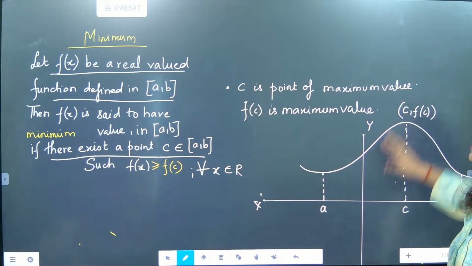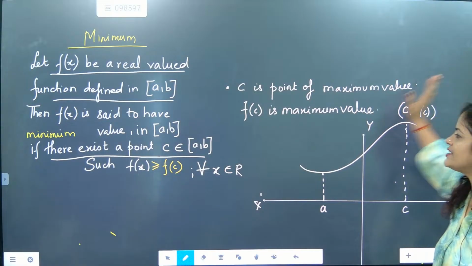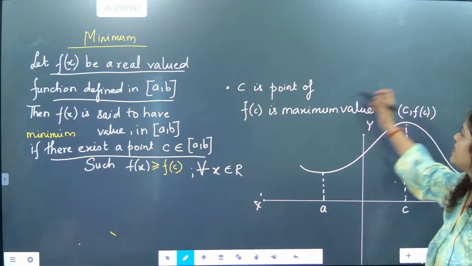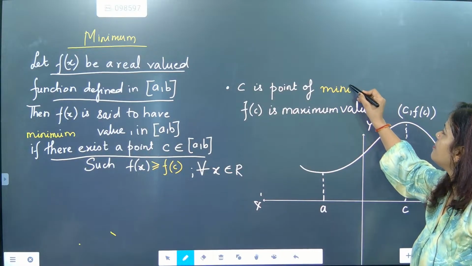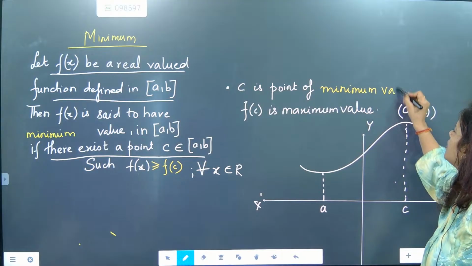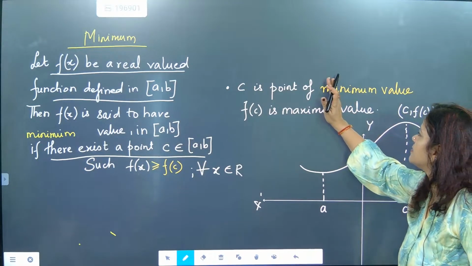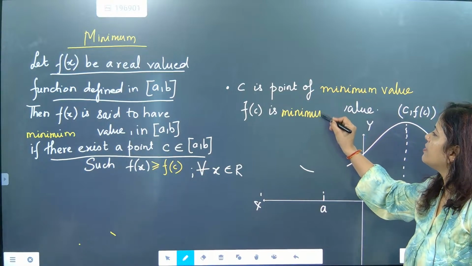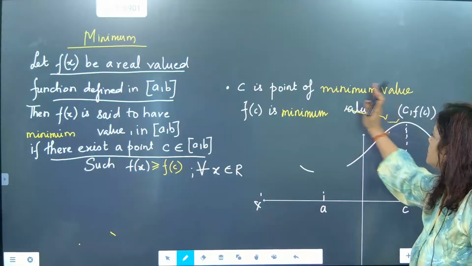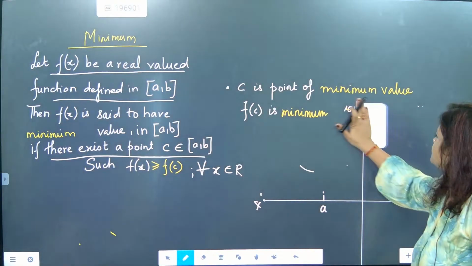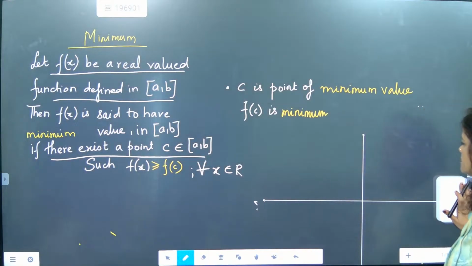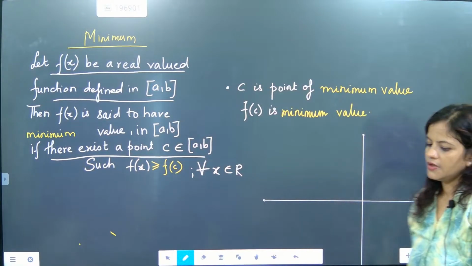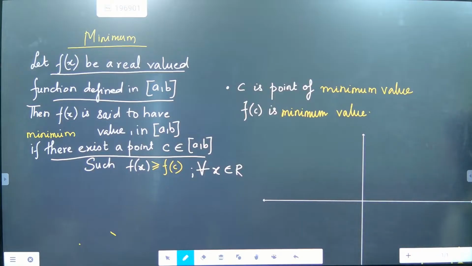So now I am drawing for minimum. Here, what is C? C is the point of minimum value. Say it, beta. C is the point of minimum value, and f of C is the minimum value. Now we will draw also. Come on, go for it.